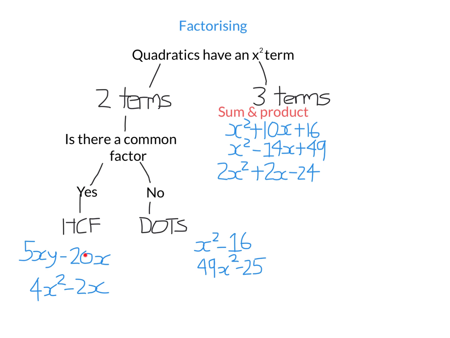So this expression here has 2 terms. Although it's not a quadratic, we're going to use the highest common factor method. How do I know to use that? Well, the 2 terms here have common factors. Both of them have a common factor of 5.